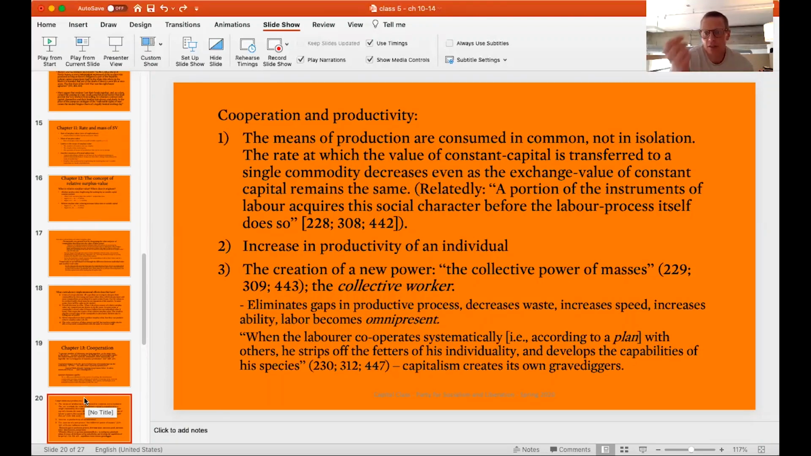And then Marx notes that when the laborer cooperates systematically, according to a plan, in this instance the capitalist plan, they strip off the fetters of their individuality and develop the capabilities of their species. So this is one way in which capitalism creates its own grave diggers, because the individual worker is powerless against capital, but not the collective worker. And capital is what produces the collective worker, which is what is able to contest and ultimately overthrow capital.